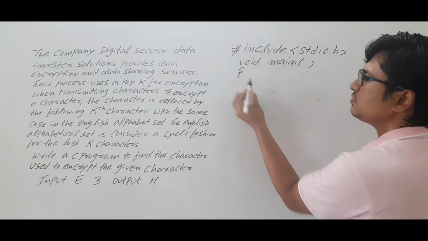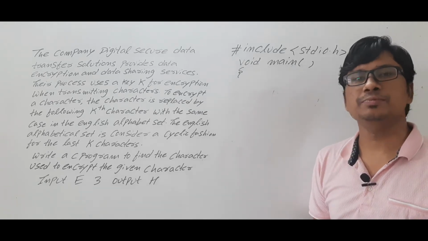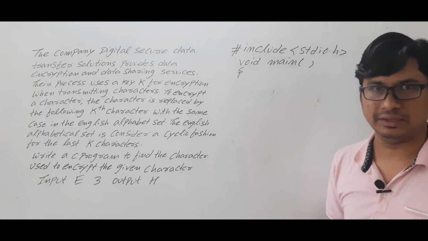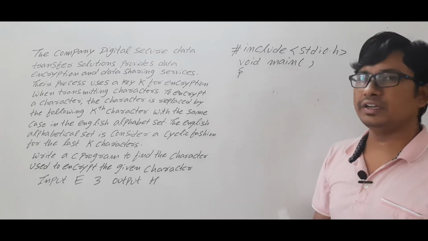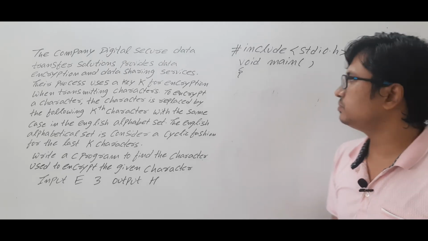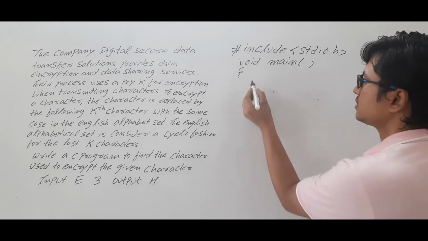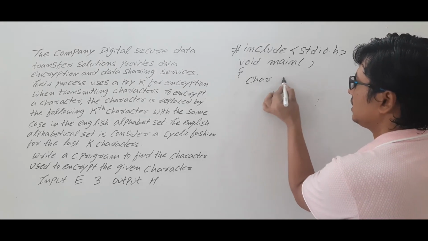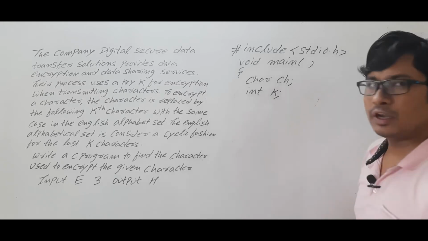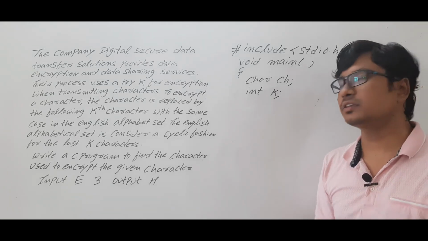Now every function will have the return type. The return type specifies what value this function will return after executing successfully. If you specify the void keyword, meaning is that this function does not return any value. Now we need to declare the variables. The input is having the character and a key which is an integer. Okay. Now we need to ask the user to enter the input.